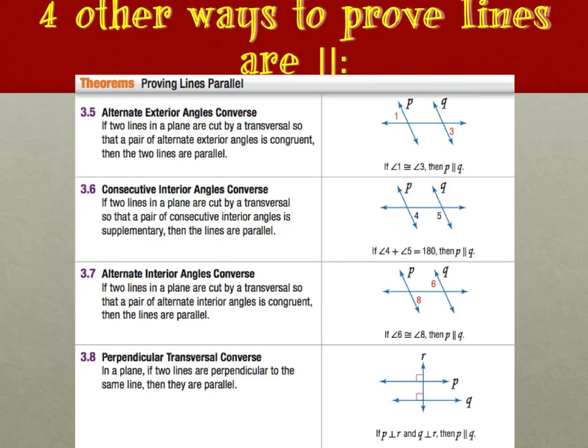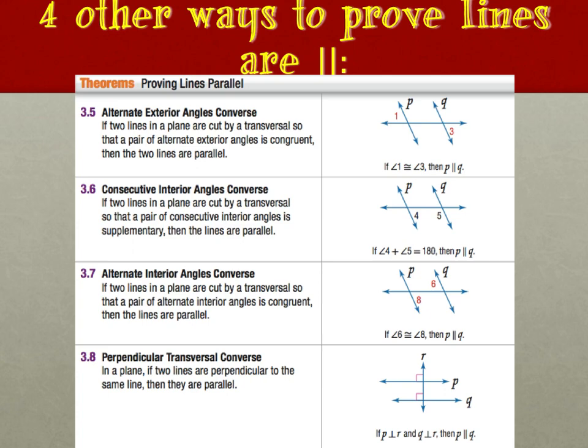So there are 4 other ways to prove that the lines are parallel. The first one's alternate exterior angles. The second one's consecutive interior angles. Alternate interiors, the third, and then perpendicular transversal converse. So again, in these pictures, for the first one, if I know that angle 1 is congruent to angle 3, then I know the lines are parallel.